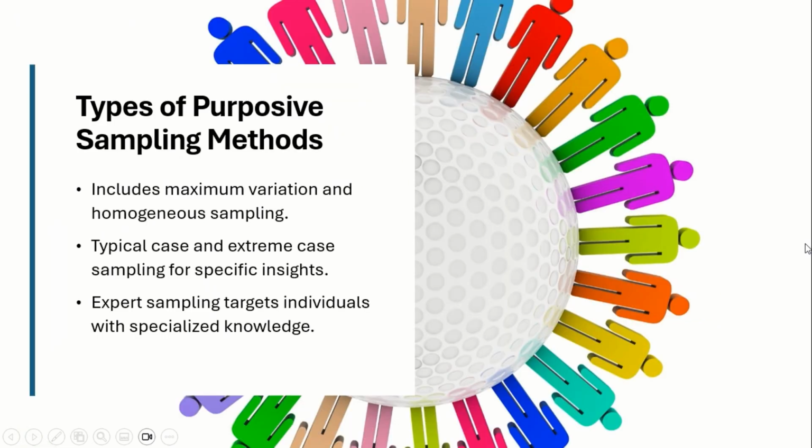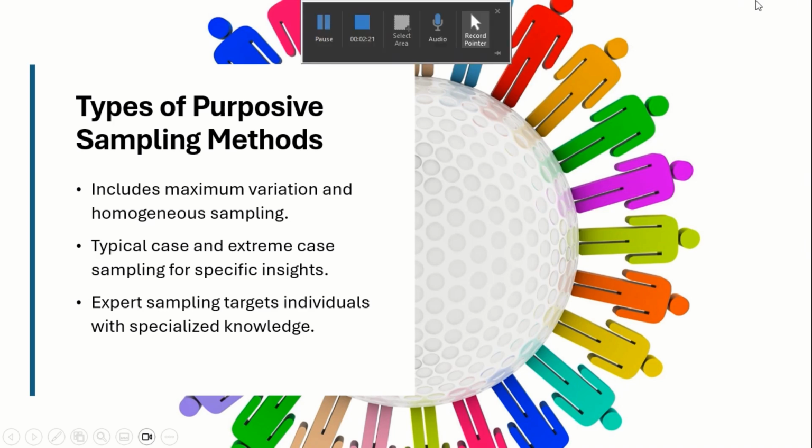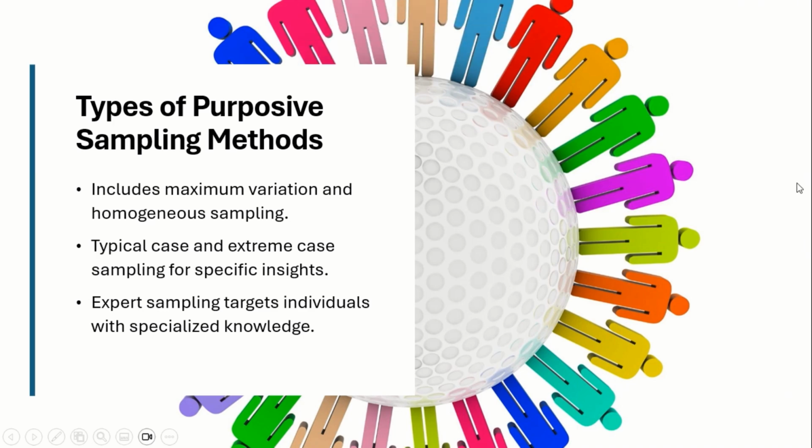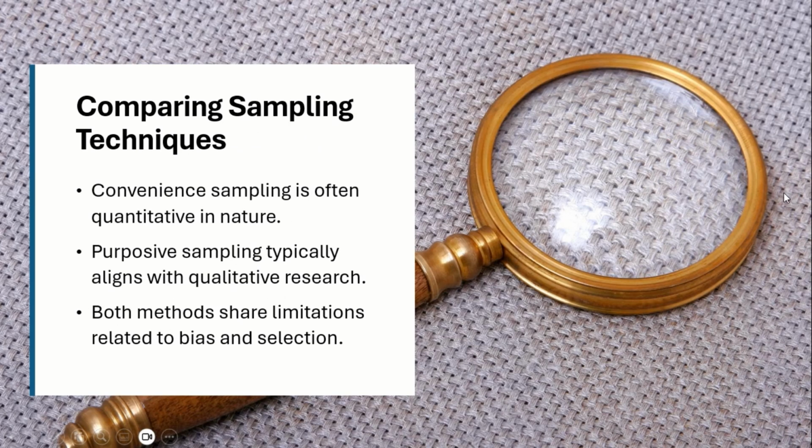Okay, so we've unpacked convenience sampling. Now, let's move on to our second method, purposive sampling. And again, the name kind of gives it away. Yeah, this one's all about intentionality. The researcher is going in with a very specific purpose in mind when they choose their participants. Right, it's not about who's closest or easiest to reach. It's about finding the people who have specific knowledge or experiences that are directly relevant to the research question.